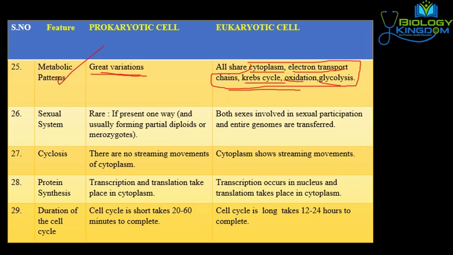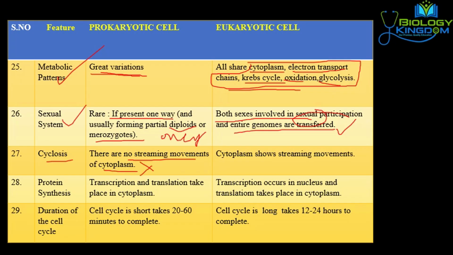Coming to the sexual system, in prokaryotic cells it is very rare, like we only have one way, either by haploidy or diploidy, or by the formation of merozygotes, but only one parent is involved here. But here both sexes are involved in the case of eukaryotes in sexual participation, and the entire genomes are transferred in this process. Coming to cytosis, there are no streaming events of cytoplasm in prokaryotic cells.